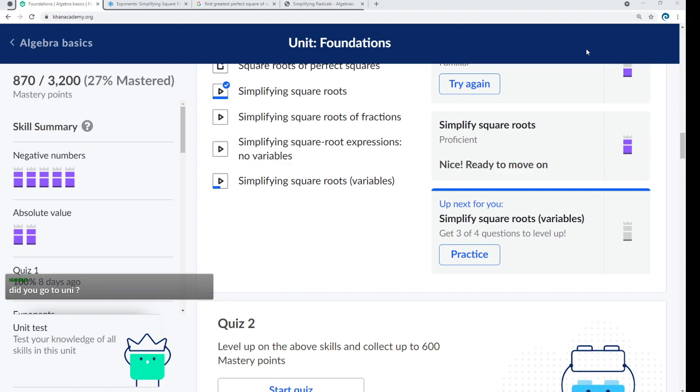Did I go to uni? I did. I tried. I dropped out twice. First time because of money, and second time because I was like, whew, this is not going well. So as you can see, I probably struggled quite a bit in those classes as well.